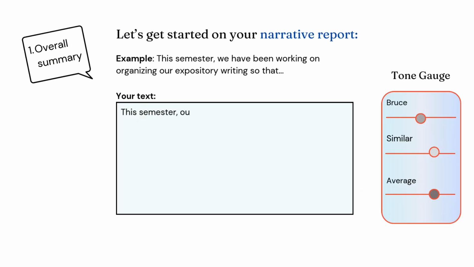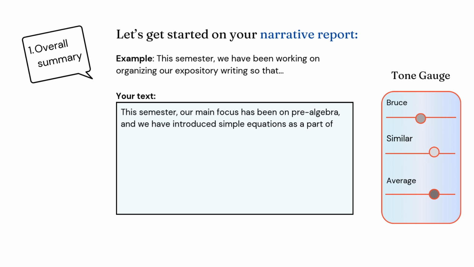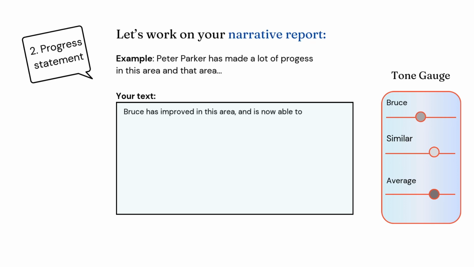The user will then get prompts founded in evidence-based best practices to guide them through the writing process. A sidebar will show a tone gauge that compares the positive language in the current document with the positive language generally used with this student and on average.